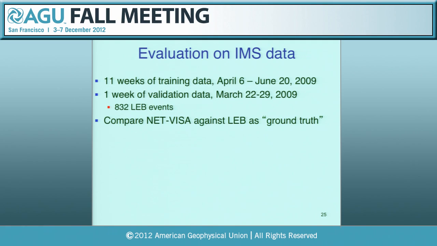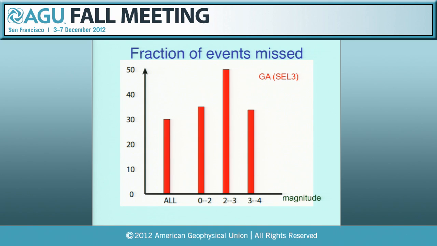So when we evaluate this kind of system, we can do that by training on some data and then testing on held-out data that the system hasn't seen. And we compare the output of NetVisa against the LEB, assuming that the LEB is ground truth. And we'll see in a second that that's not quite the case. So here are some results. This is the fraction of events that the system fails to detect, and we would like to keep this as low as possible. So the red bars for different magnitude ranges are for the existing UN system, and these are the results for NetVisa. So you can see there is an improvement as a result of using this approach.